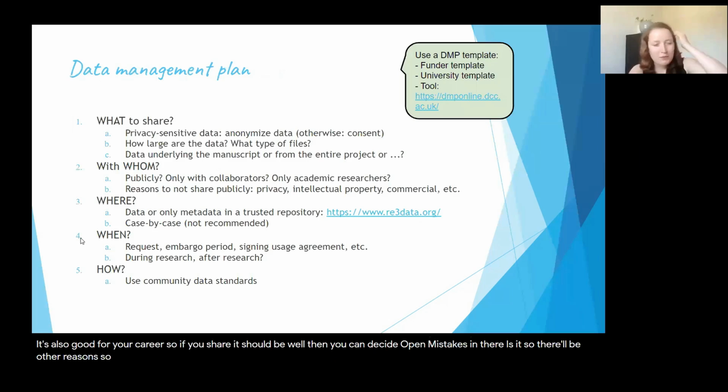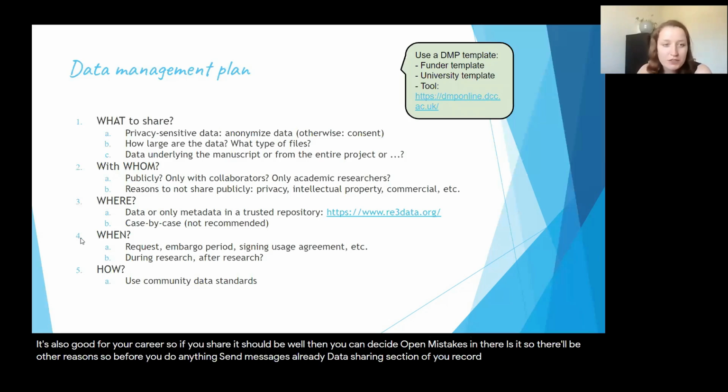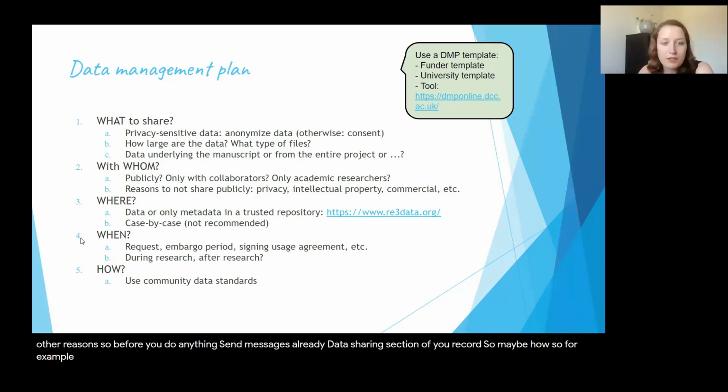So before you do anything with data, I think it's important to write a data management plan. And many funders and institutions already require people to write a data management plan. In the data sharing section of such a plan, you record what you want to share, with whom, where, and when, and also maybe how. So, for example, in the what to share section, you may want to consider if you are collecting privacy-sensitive data and how you're going to anonymize the data. And otherwise, if you cannot anonymize the data, you have to plan for obtaining consent.